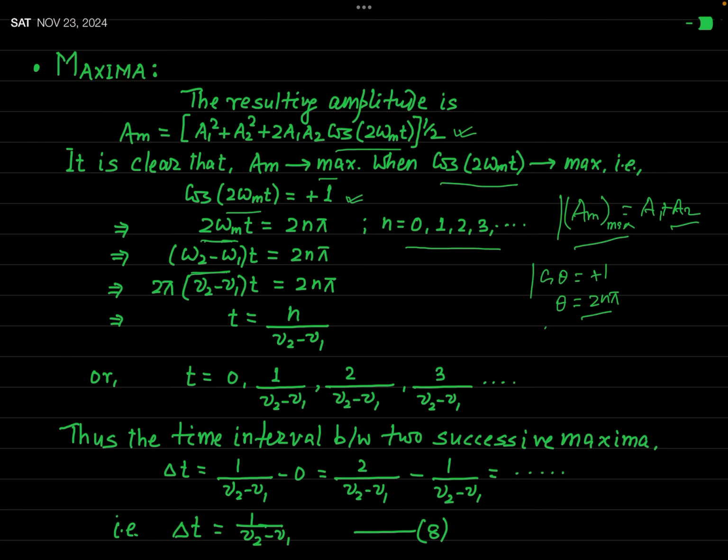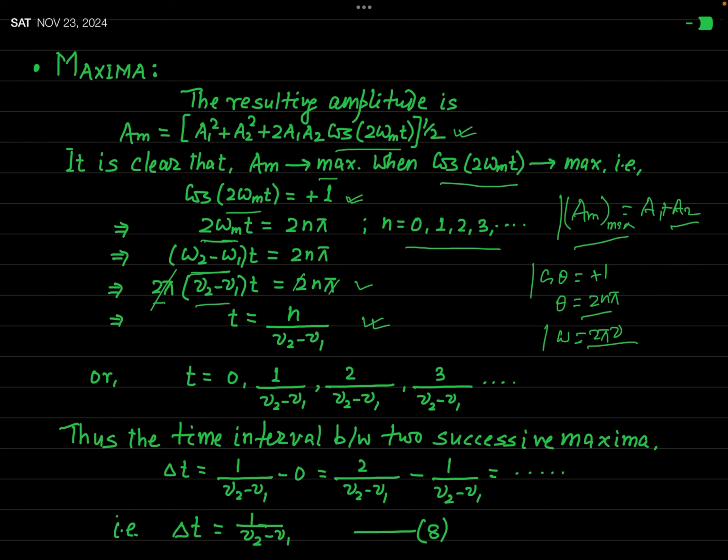Okay? And omega is equal to 2 pi nu, where nu is the frequency measured in hertz, or you can say regular frequency. So instead of omega 2 minus omega 1, you can write 2 pi times nu 2 minus nu 1. Okay? And that is equal to 2n pi. And here this 2 pi and 2 pi will cancel out, and therefore t is equal to n over nu 2 minus nu 1. Okay?